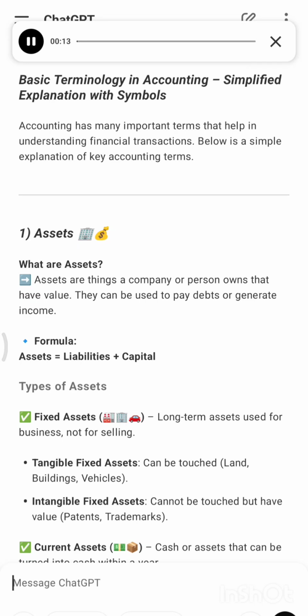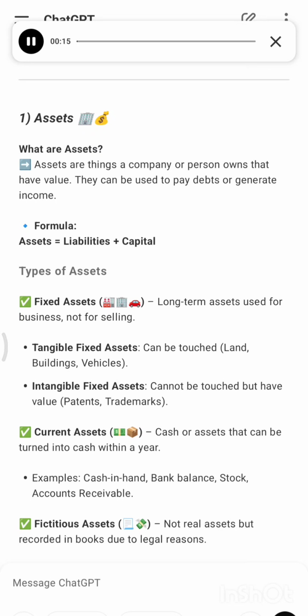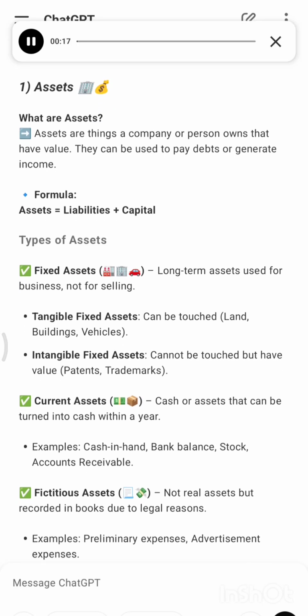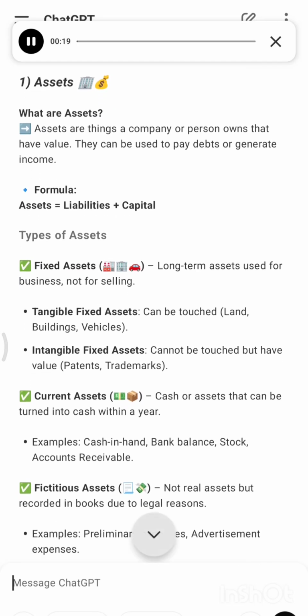Assets. What are assets? Assets are things a company or person owns that have value. They can be used to pay debts or generate income. Formula: assets equals liabilities plus capital.